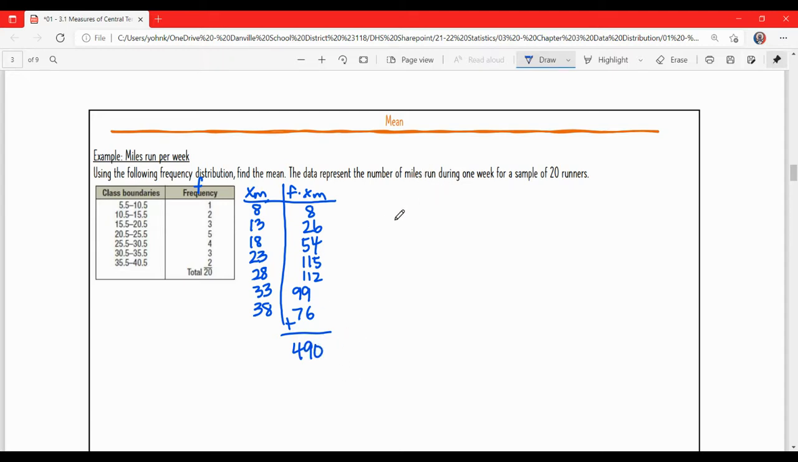Now we're ready to use our formula. The formula for the mean in a grouped frequency distribution is the sum of all the F times x sub m, the midpoints, divided by the sample size. So we have the sum of all the frequency times midpoint. That's this number right here, 490. Divided by the sample size. That's how many numbers were in the sample. Not how many classes, but how many numbers were in the sample. That's 20. If I divide this, I get 24.5 miles.